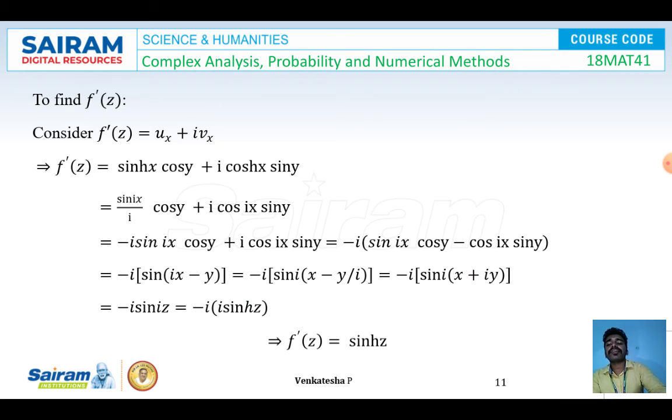So I got minus i sin iz, and sin iz is nothing but i sin hyperbolic z. i into i will become i square, which is minus 1. Already we have minus 1 here, so I got f dash of z is equal to sine hyperbolic z.